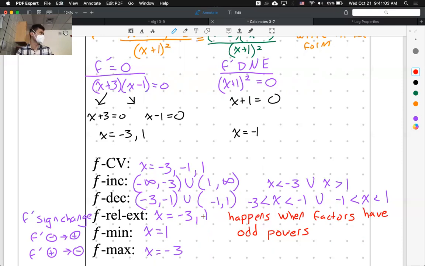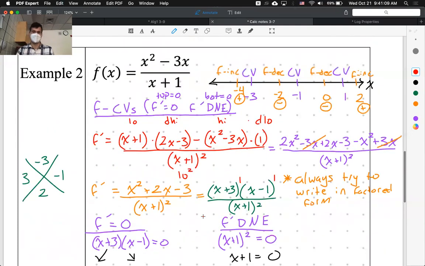More reasons to write it in factored form. And there's another trick that applies to that too, which is if I have a relative extrema, the definition of that is a sign change. Sign change means I flip from a positive to a negative. We knew that these were odd powers from almost the very beginning. Once I wrote down my CVs, once I found one of the signs and I know that that is definitely positive, I know that it's going to switch to a negative because this CV corresponds to a factor that had an odd power. I didn't even need to plug in negative 2. I automatically knew that was going to be a negative number because it's a relative extrema.